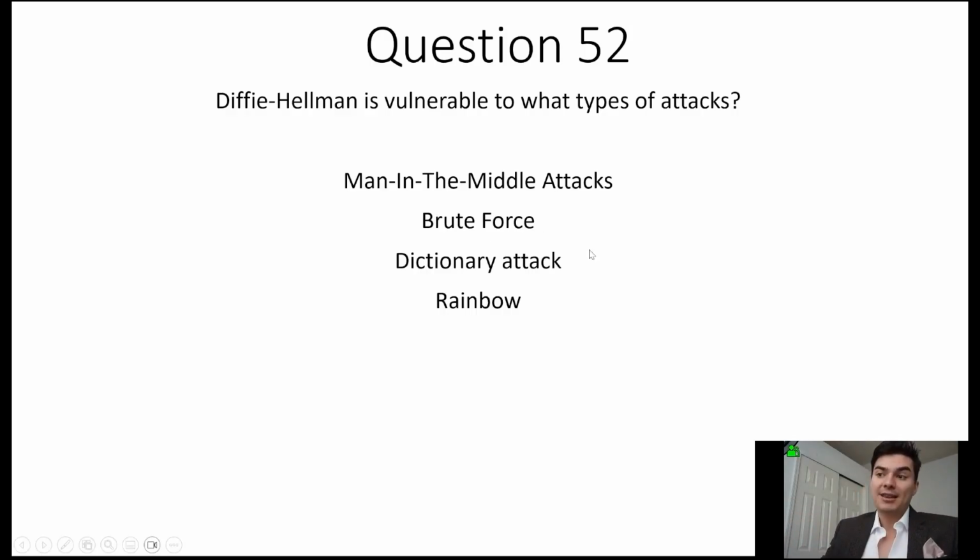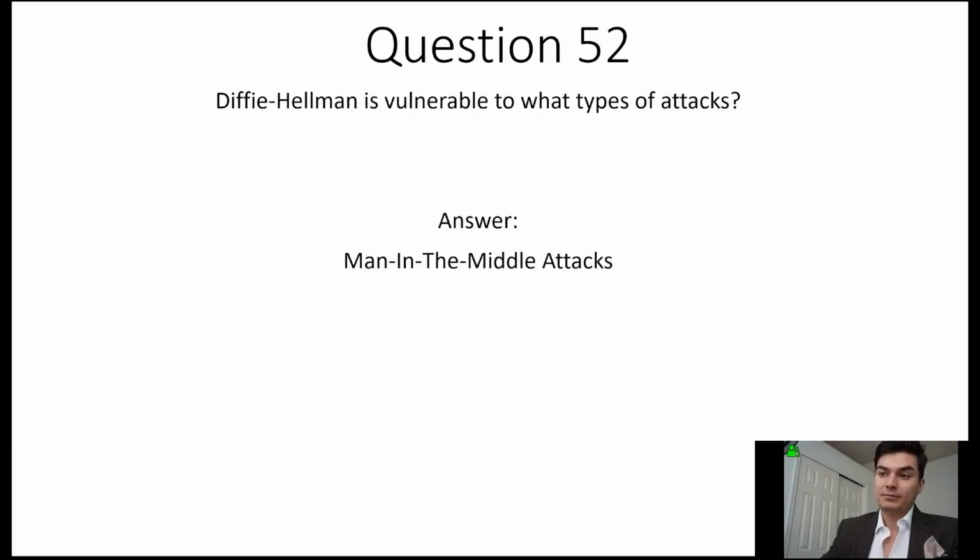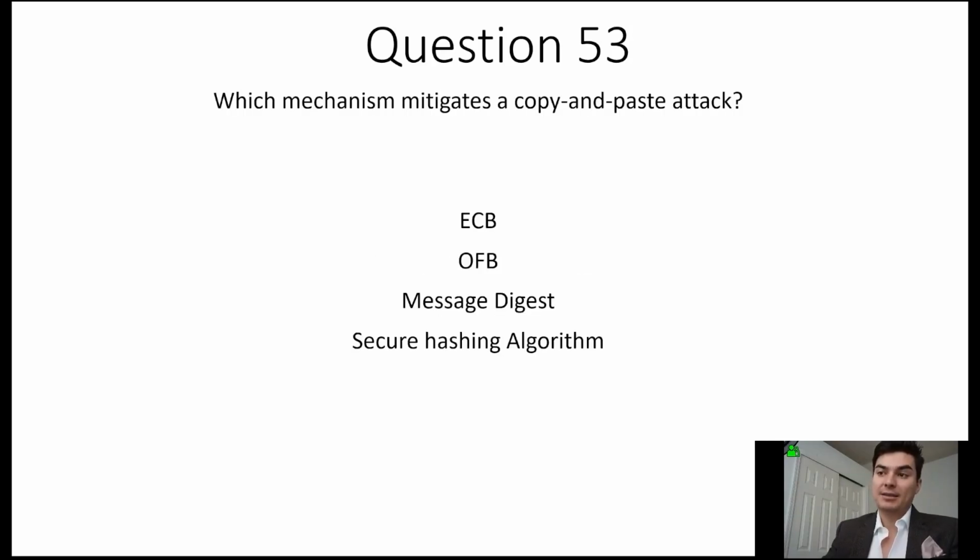While the brute force attack, that is trying all different possible combinations. And a dictionary attack, that's a type of brute force attack where they go through a list of common words, such as a dictionary. A rainbow table, that's referring to a rainbow table attack, which is where they're comparing a pre-computed list of hashes to a stolen database of hashed passwords. And again, the answer to what Diffie-Hellman is vulnerable to would be a man-in-the-middle attack.